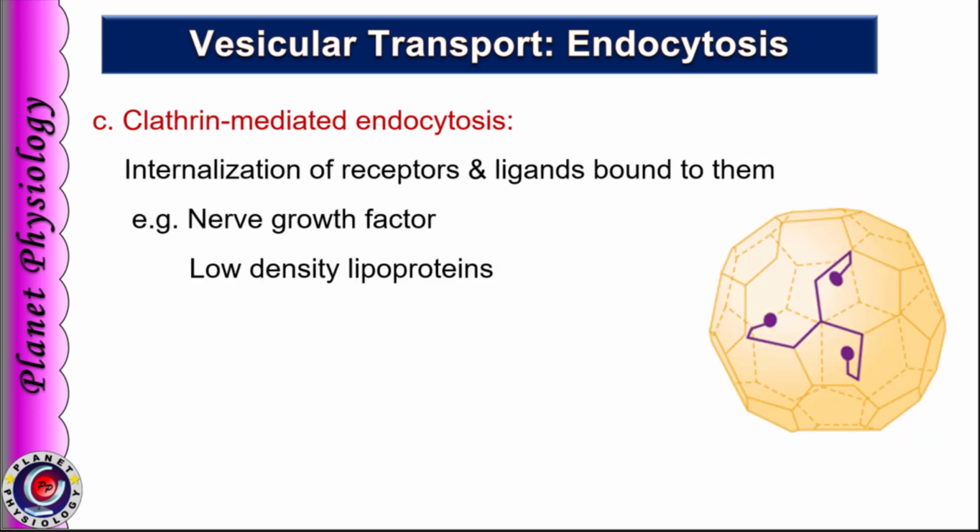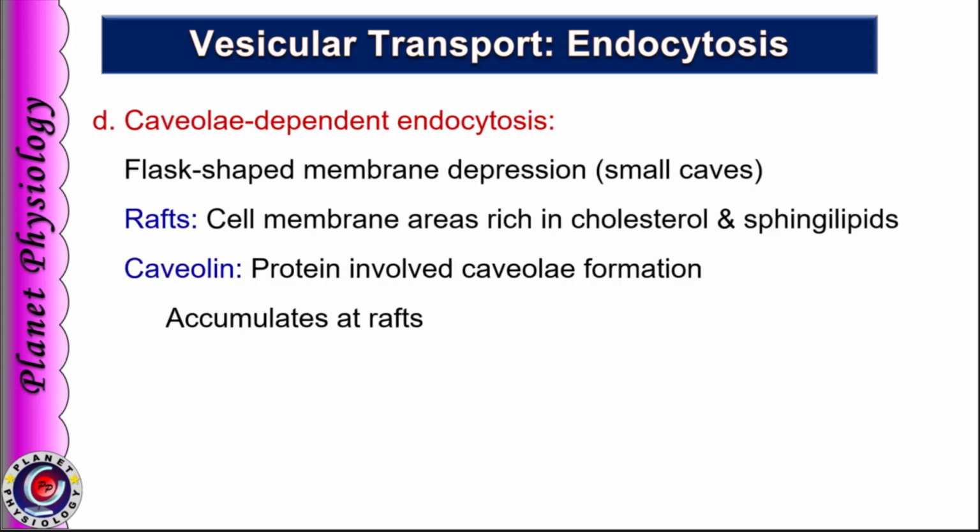Clathrin-mediated endocytosis is mainly responsible for internalization of receptors and ligands bound to them. For example, internalization of nerve growth factors and low-density lipoproteins. The last type is caveoli-dependent endocytosis. Caveoli are flask-shaped membrane depressions and literally means small caves.